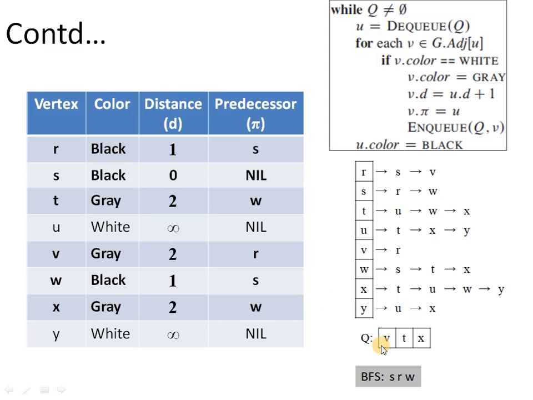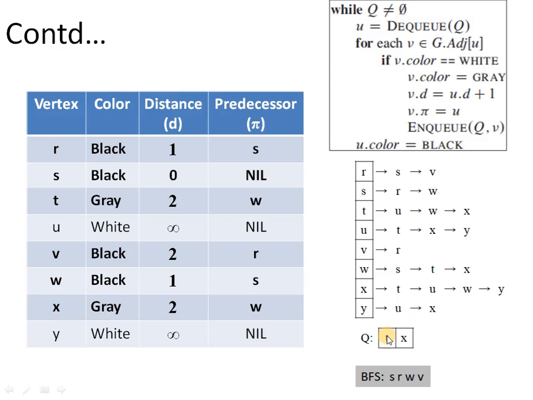Next, we will work with vertex V, and it has only a single vertex R, which is already explored. So we have to do nothing. V will be DQ'd from Q and added to BFS, and the for loop will not be executed for any vertex. So we have to simply recolor V to black. We have recolored V to black, and we have DQ'd V as well.